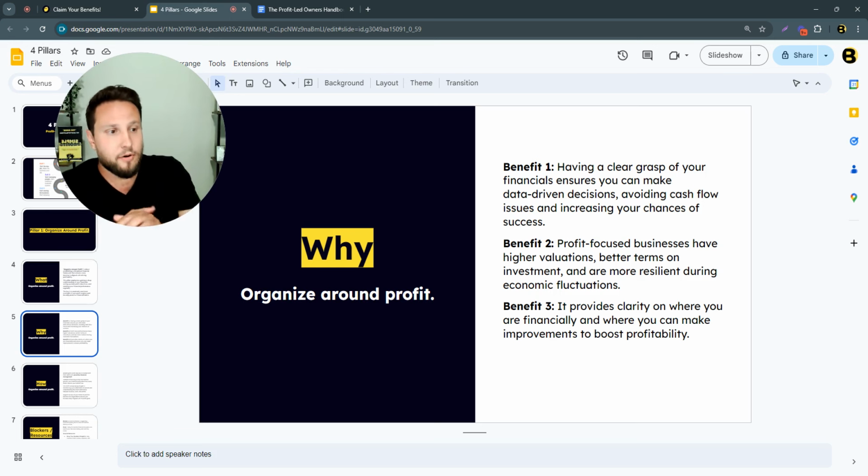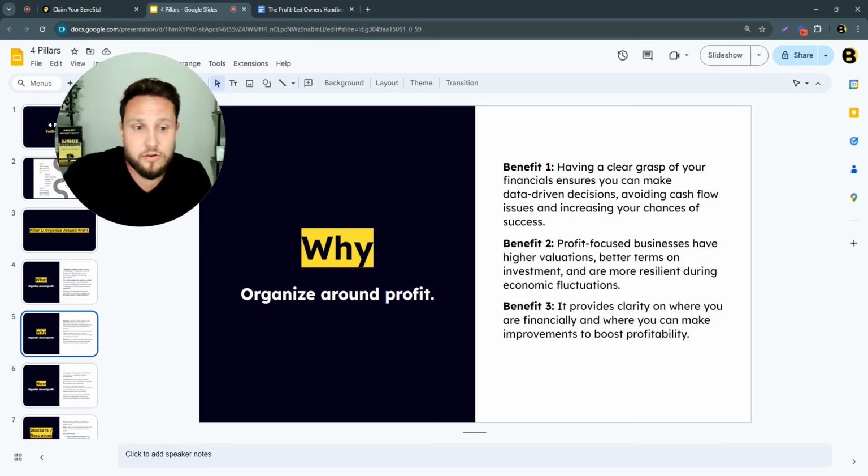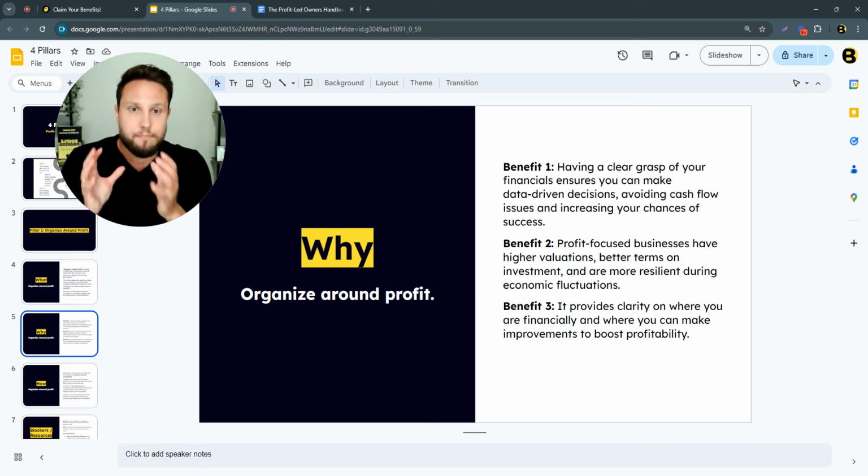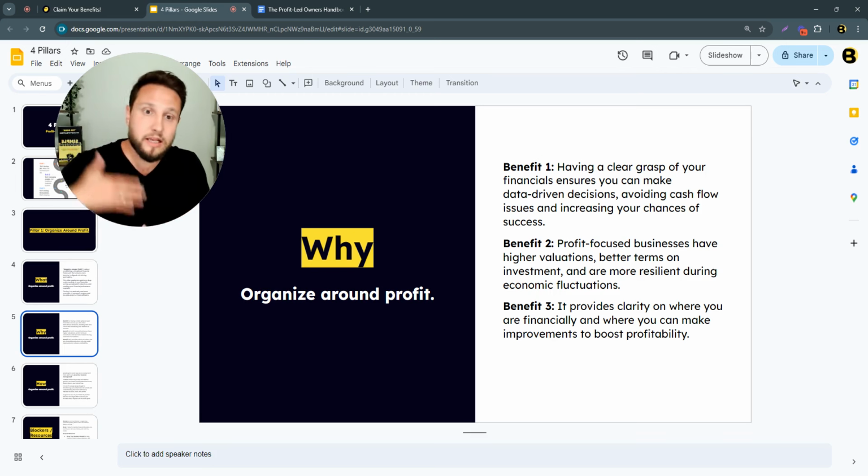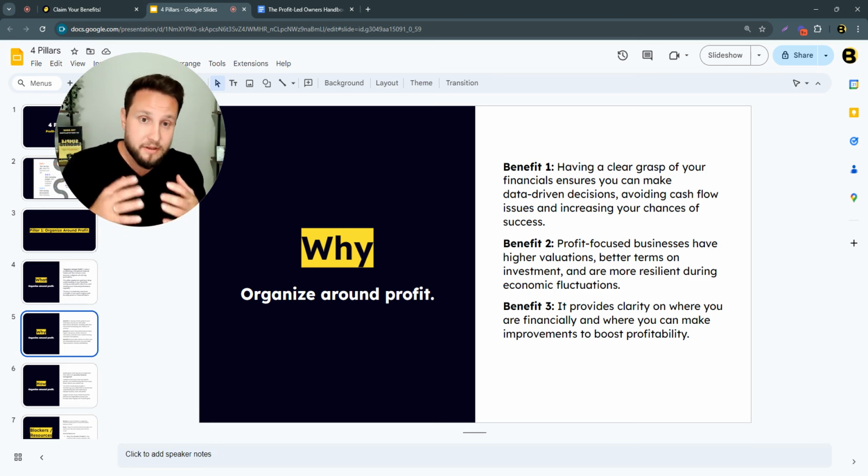The second thing is profit-focused businesses or profit-led businesses have higher valuations, better terms on investment, and larger exit multiples. And they're more resilient when bad times cycle around, right? Because a profit-led business that's organized around profit has a better understanding and grasp of the financial situation, better budgeting processes in place, right? Better cash flow management, right? Understanding what goes into keeping the business alive. It's a more sustainable business. And because it's more sustainable, it has a higher probability of surviving any downturns.